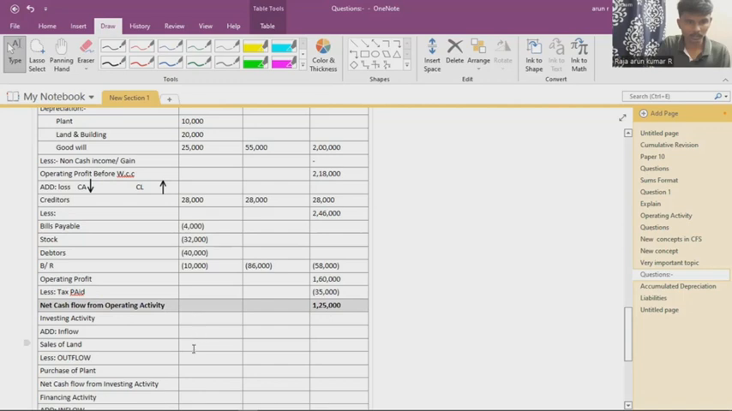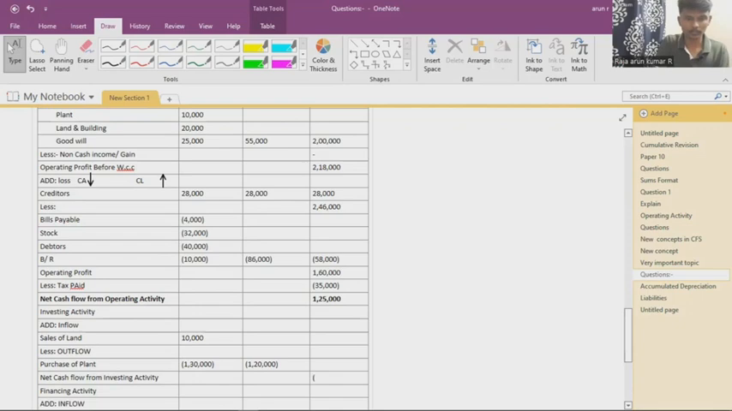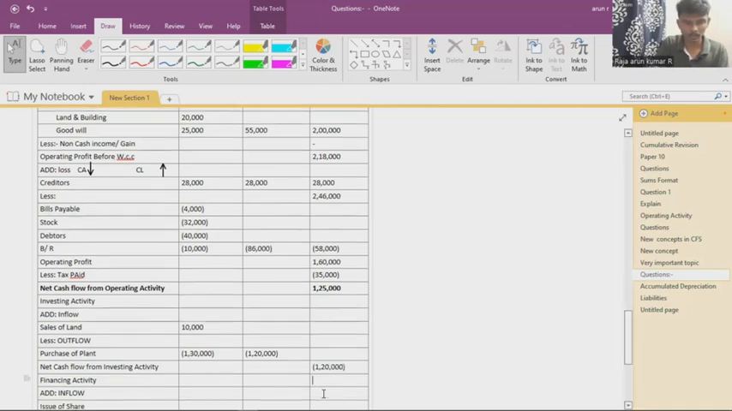Then investing activity. Inflow of cash, sale of land is there. Sale of land is rupees 10,000. Then outflow of cash is purchase of land, rupees 1,30,000. We do this in the working notes itself. Less it, 10,000 less 1,30,000, is the investing activity, $1,20,000.